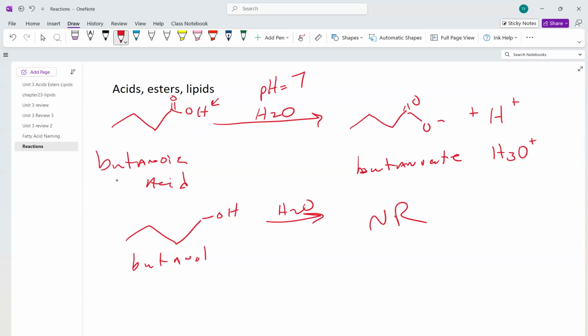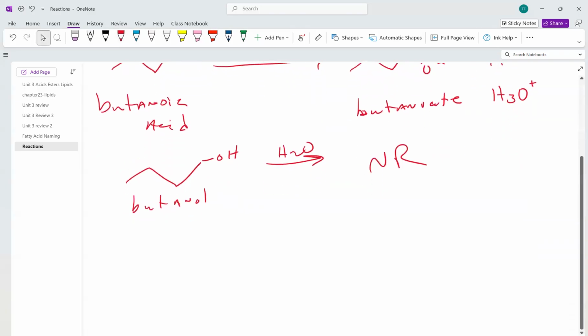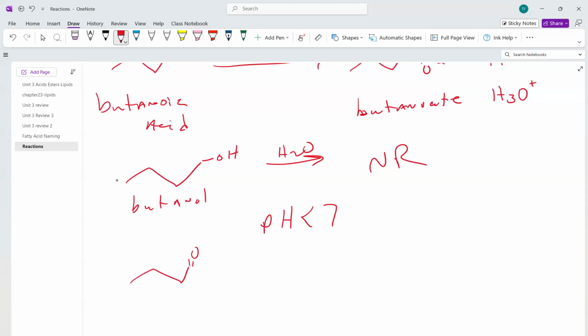Now pH 7 is neutral water. Did you go over pH a little bit in 305? Is that a yes? Okay, so you know 7 is neutral then, right? Okay. All right, well, what if it's not neutral? What if it's acidic? Less than 7, okay? Still in water, but acidic water. Okay, what happens is no reaction.